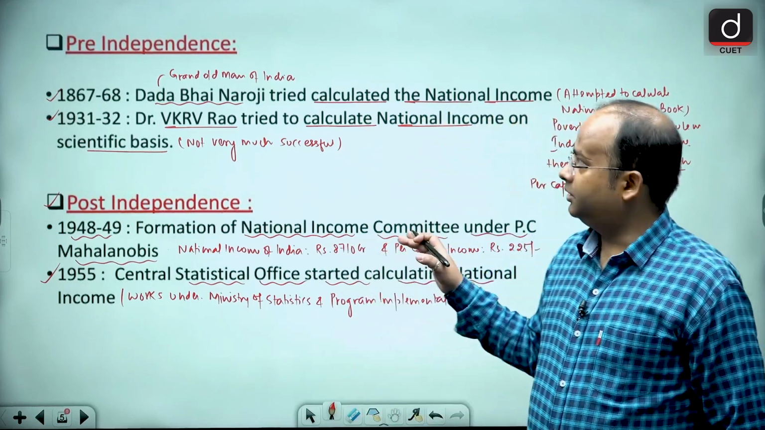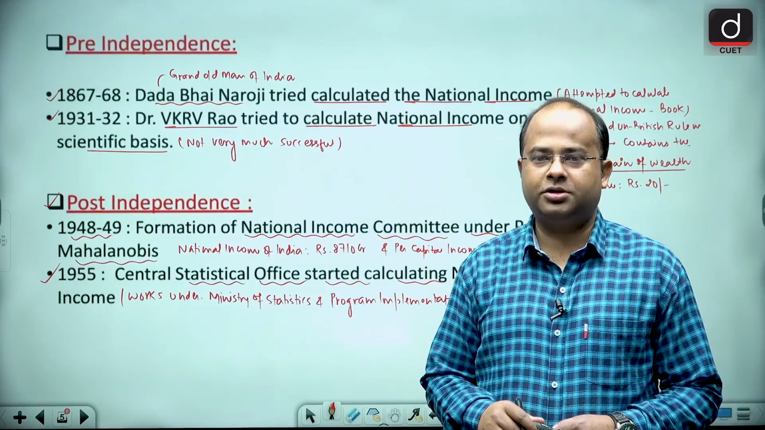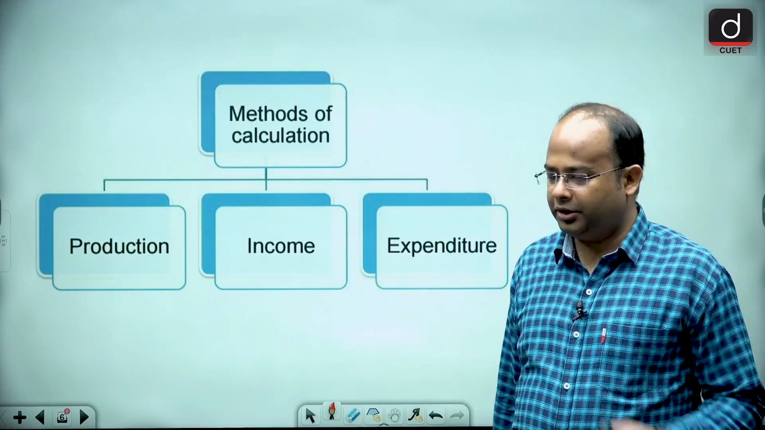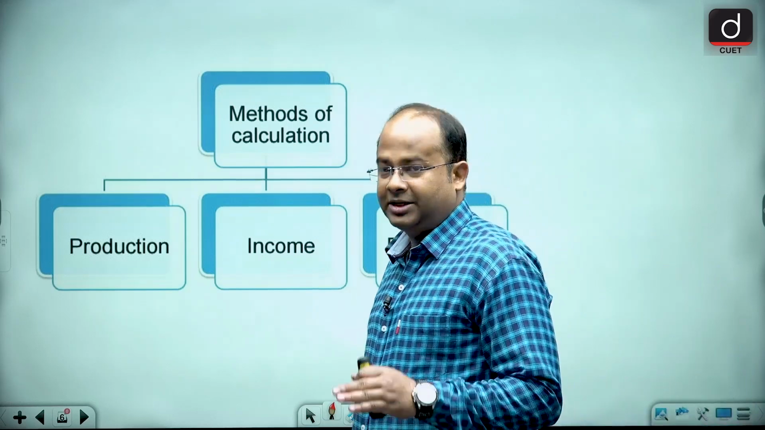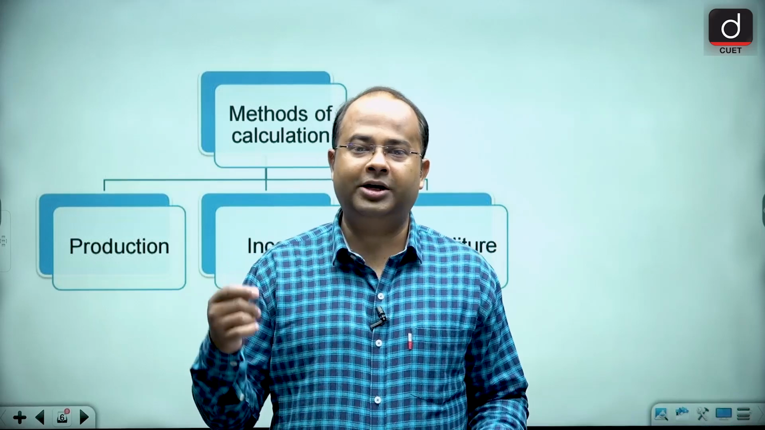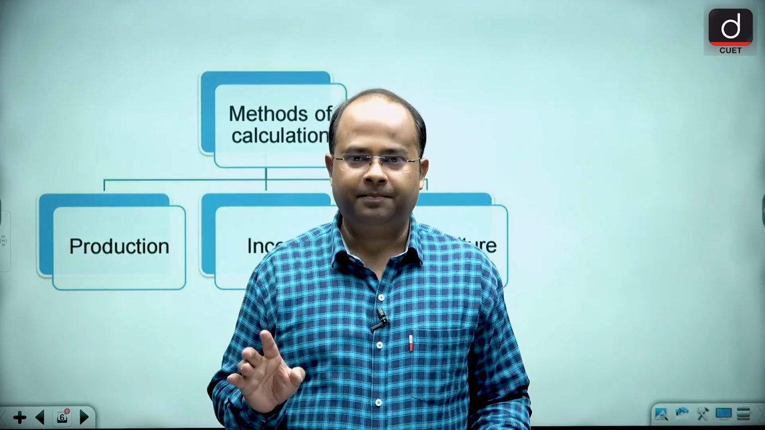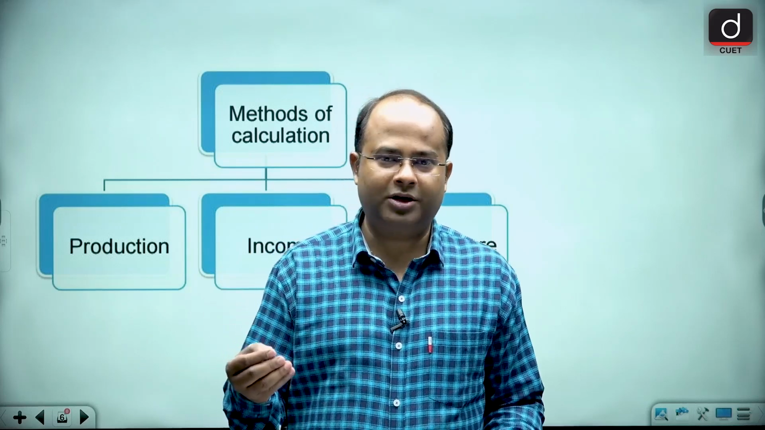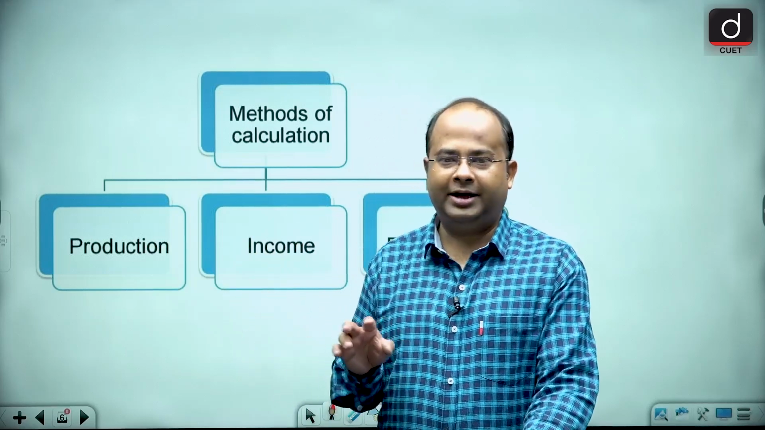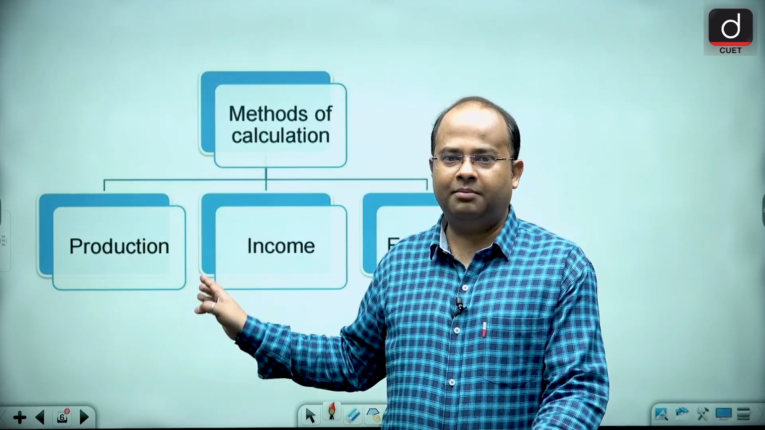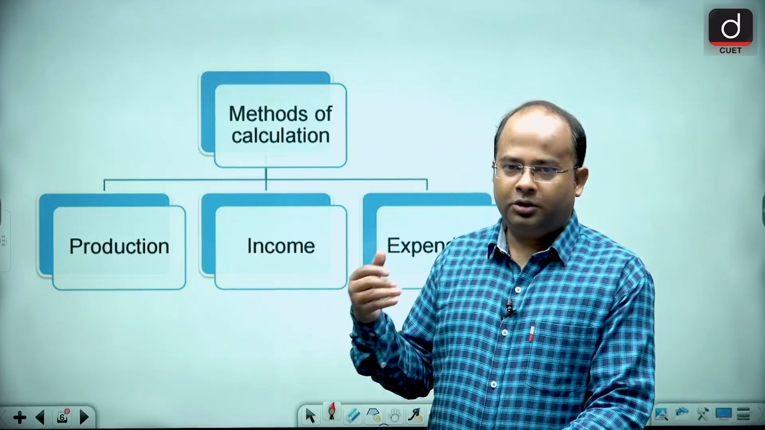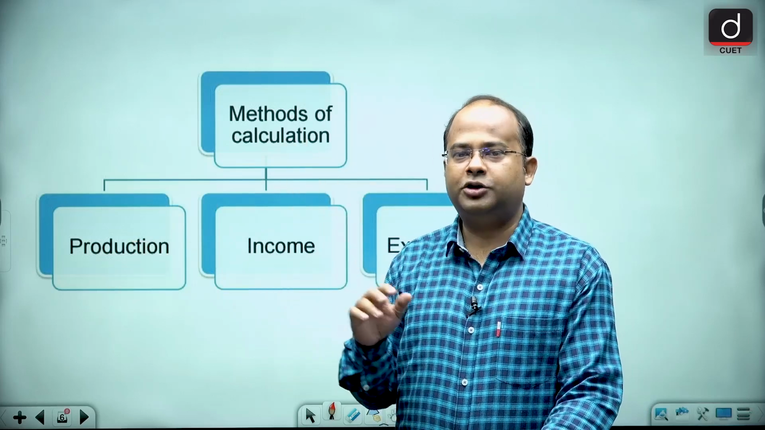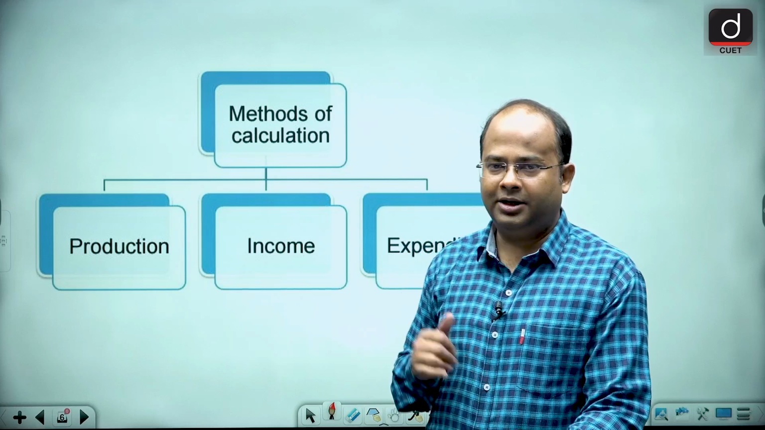Okay, so this was about the pre-independence and post-independence calculation of the national income. Now my dear learners, let's discuss the methods of calculation of national income. There are three methods, and this question was directly asked in the CUET UG General Aptitude Test last year: which of the following is not a method to calculate national income? We have three methods of calculating the national income, so the fourth option will be the correct answer.